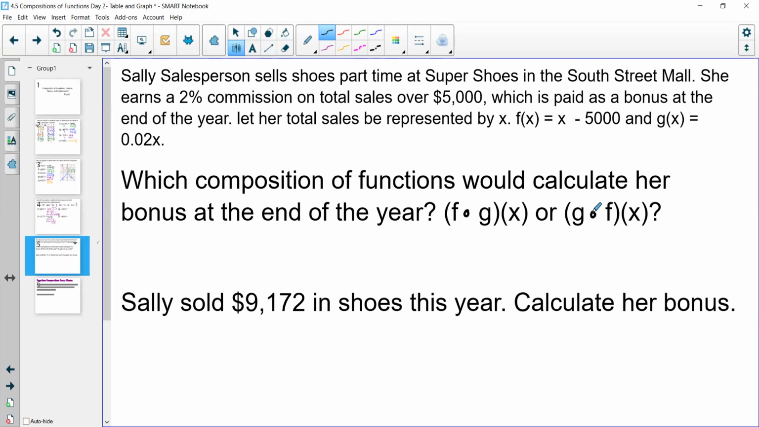So we have to think of it this way. We've got f when we evaluate g of x, or g after we've evaluated f of x. And we need to decide, well, let's look at our two functions here. f of x in this case is representing the amount of money that has been made.